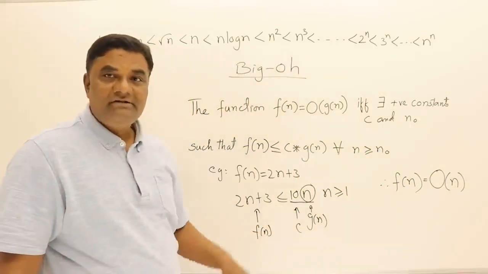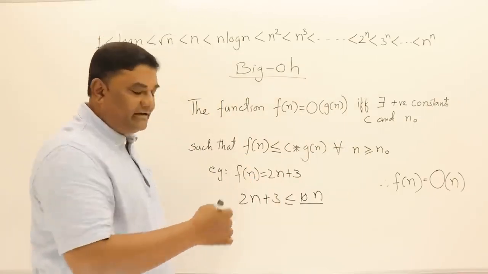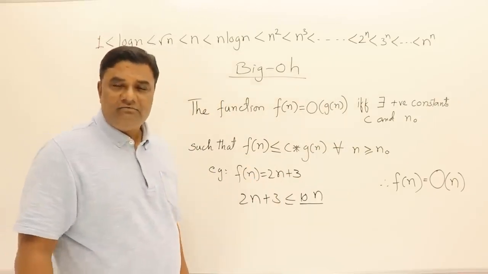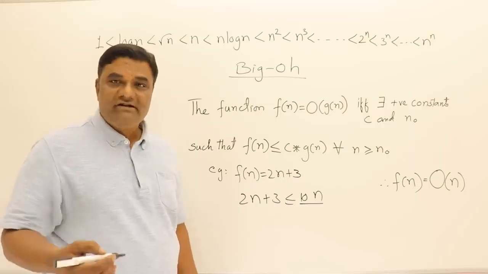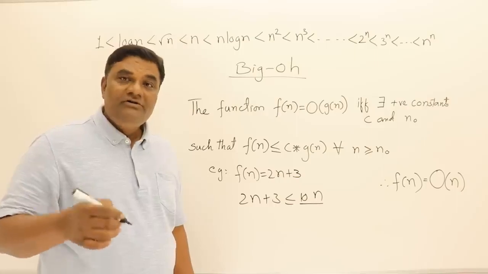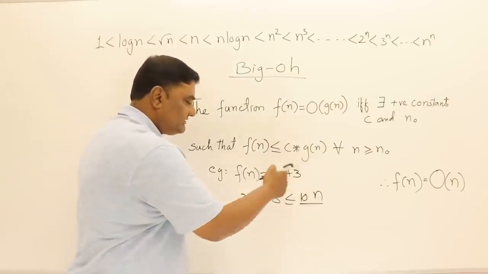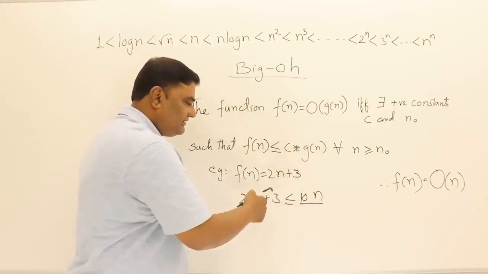So f of n is big O of n. See, I have written 10n there. Students get confused here. Whatever you want you can write there, but make sure that this function is greater than this one.